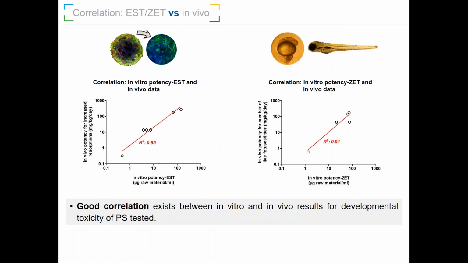And then, of course, when you have done an in vitro study, you always would like to compare the results to in vivo data when it's available, to see how good the prediction or correlation is between the obtained in vitro results and in vivo data. Although the available in vivo data is a bit limited, as shown in these two graphs, you can see that there's a good correlation between the obtained in vitro potencies in both the EST and ZET with the available in vivo data.